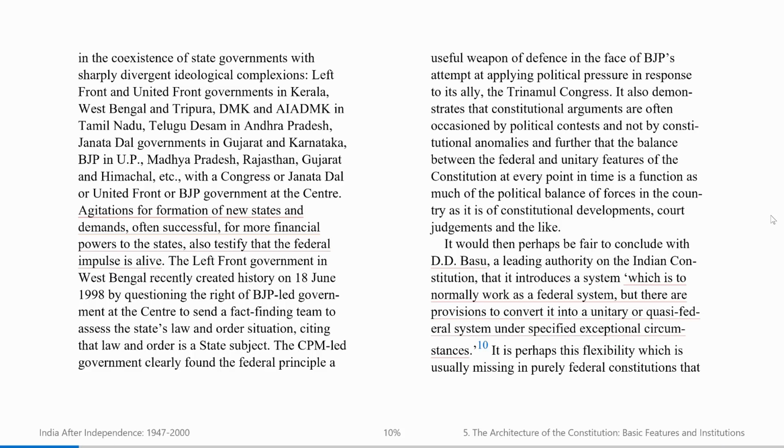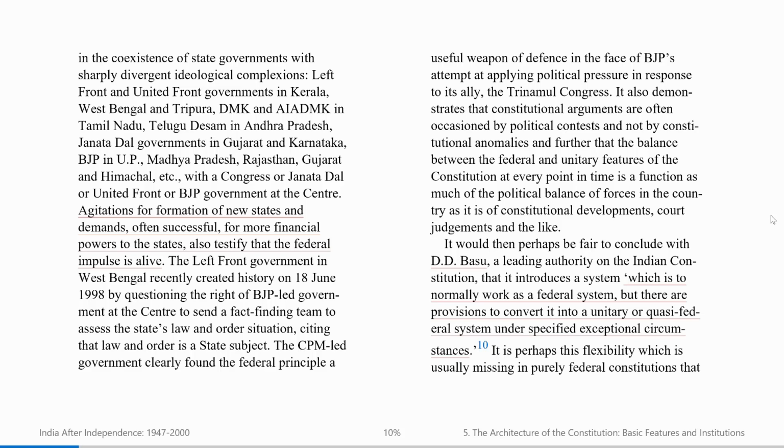Now, if you think about the recent agitations, we have the Gorkhaland agitation, we have the Telangana agitation, which show that the federal impulse is alive, right? And interestingly, there was a case which you can talk about for federalism. The Left Front government in West Bengal questioned the right of the BJP government at the center to set up a fact-finding scheme to assess the state's law and order situation, citing the fact that law and order is a state subject, right? So the Constitution at every point of time balances the idea of what India should be.